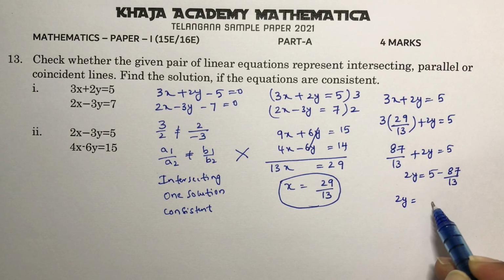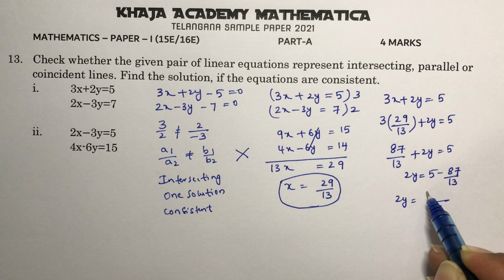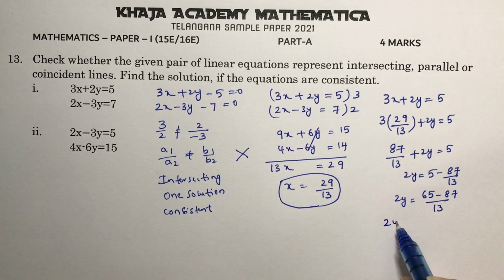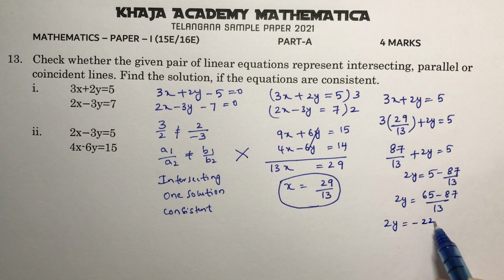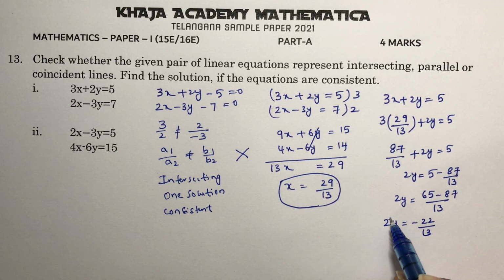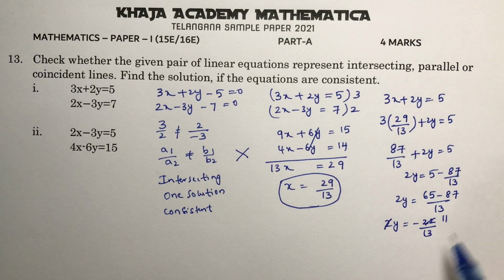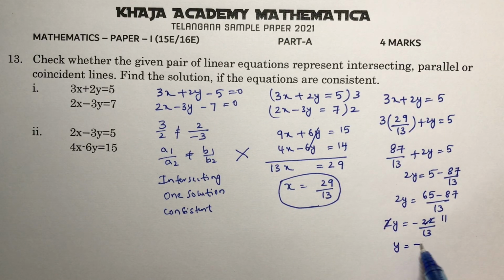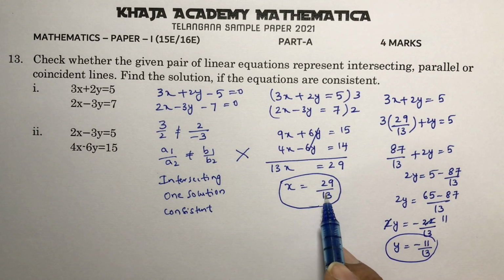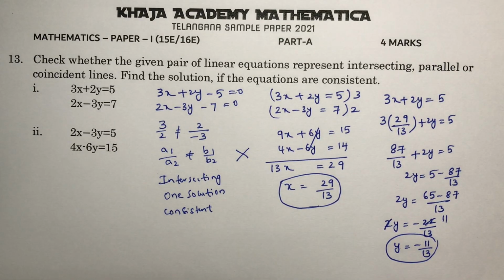So 2y equals, taking LCM 13, here it is 65 minus 87. So 2y is minus 22 by 13, since 65 minus 87 is minus 22. 2 times 1, 2 times 11. So the value of y is minus 11 by 13. X is 29 by 13, y is minus 11 by 13.